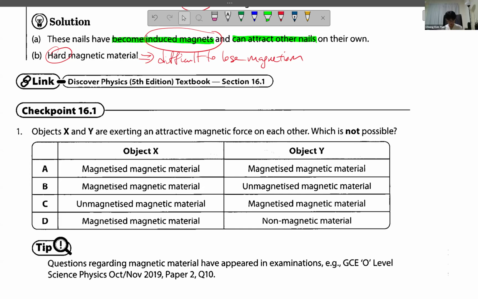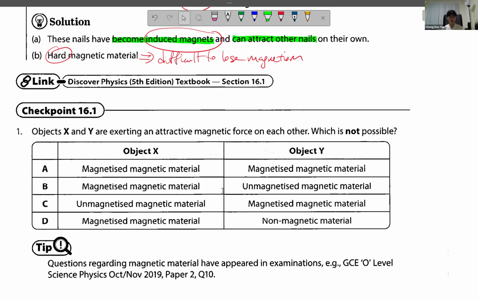I don't get it. You don't get it? Okay. X and Y are exerting attractive magnetic force on each other. Which one is not possible? Can a magnetized magnetic material attract another magnetized magnetic material? Of course it can. Magnetized magnetic material is a magnet. Magnet attracts magnet is correct, nothing wrong.